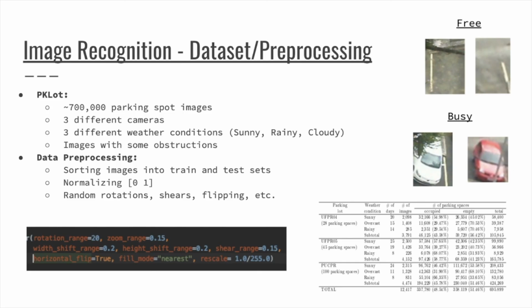A couple steps to our data preprocessing: we made sure to sort these images into both training and testing sets. However, due to model training time taking super long for 700,000 parking spot images, we only utilized around 60,000 for our training set and around 50,000 for our test set. To ensure our model stability throughout training, we made sure to normalize our images' pixel values between the values of 0 and 1. And to make sure our end model was more robust, we provided random augmentation to these training images, such as rotations, adding shears, and flipping.